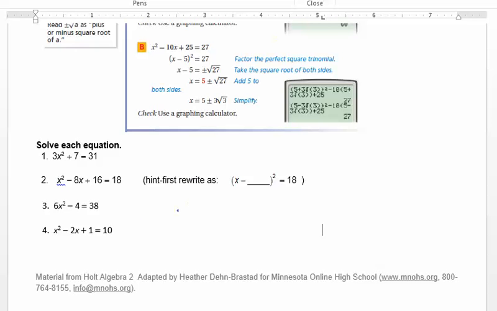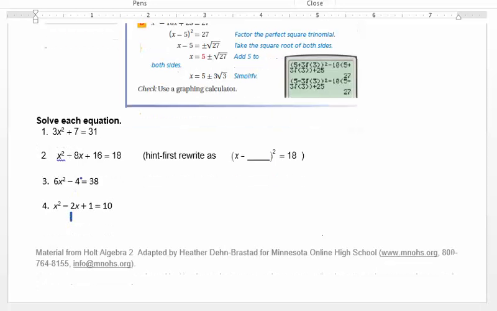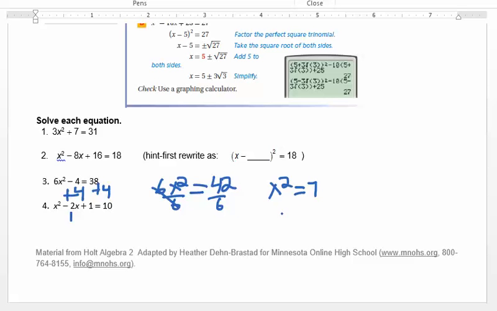So for number, let's say number 3, you would add 4 to both sides, and you'd get 6x squared equals 38 plus 4, which is 42, and then you divide both sides by 6, and you'd get x squared equals 7. And then all you'd have to do to finish this would be to take the square root of both sides, and you'd actually get plus or minus. There's two answers. X is plus square root of 7 or x is minus square root of 7.